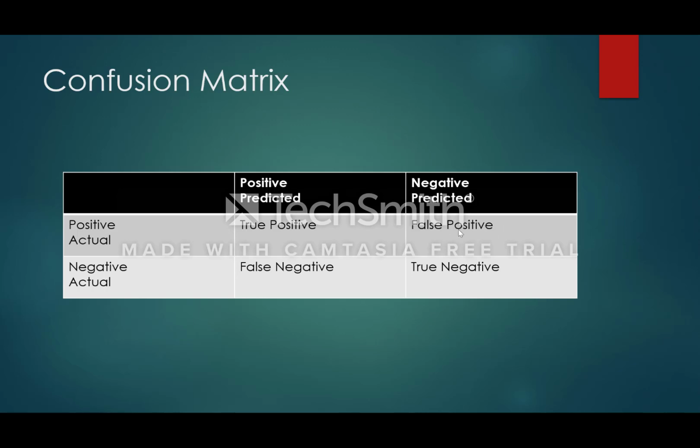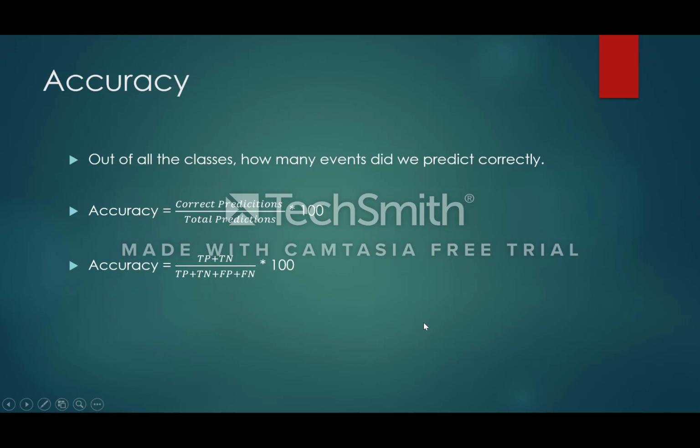False positive is also called type 1 error, and when our observation is negative and prediction is positive, it is called false negative. False negative is also called type 2 error in statistics. When our observation is negative and prediction is also negative, then it is called true negative. So this is our confusion matrix, and there are some metrics that we can get from this confusion matrix.